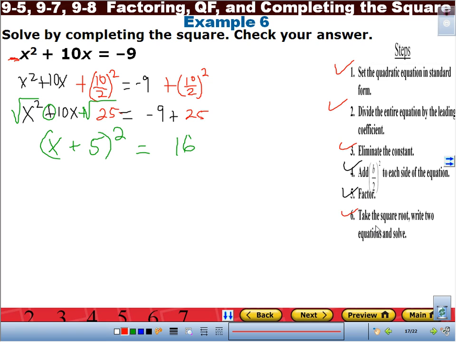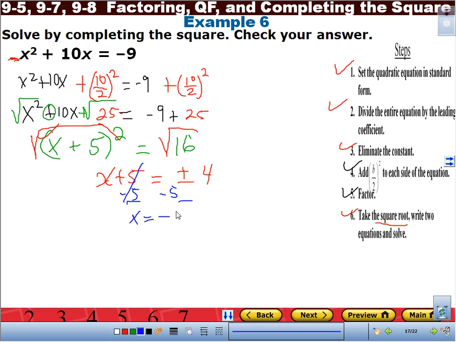What's the next step? Square root. So therefore, what cancels the square? The square root. Whatever we do to one side, we do to the other. We're left with x plus 5 equals plus minus what? 4. Are we done? No, there's still a number next to x, so what do we do? Subtract 5, subtract 5. X equals negative 5 plus minus 4.